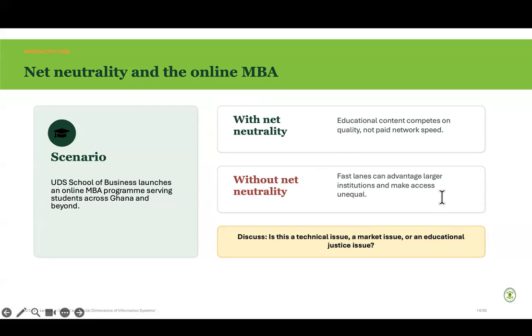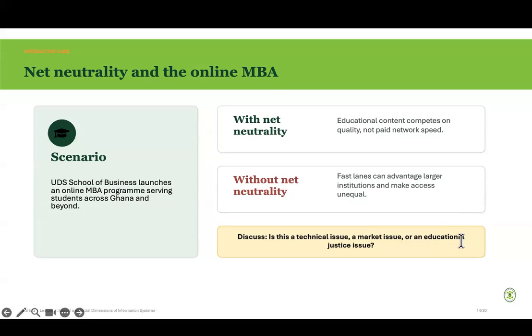Now, imagine that the same internet provider offers fast internet connectivity to institutions that can pay more. Wealthy international universities will be able to deliver smoother video lectures than us, while those of us who are local institutions may experience slower access. Students with limited resources may be pushed towards selected platforms that have commercial agreements with the provider. So in that case, many of our students will run away from us and go to the international ones.